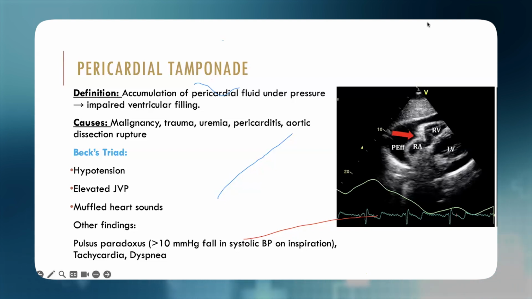Beck's triad is hypotension, elevated JVP, and muffled heart sounds. Other findings are pulsus paradoxus, more than 10 millimeter fall in systolic BP on inspiration, tachycardia, and dyspnea.